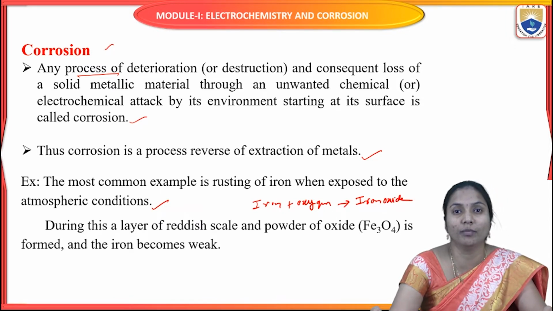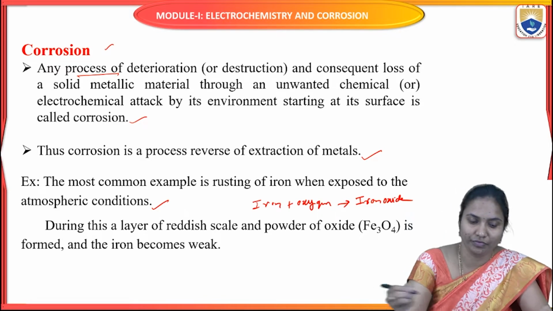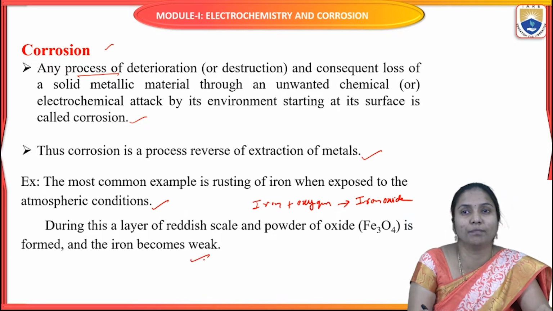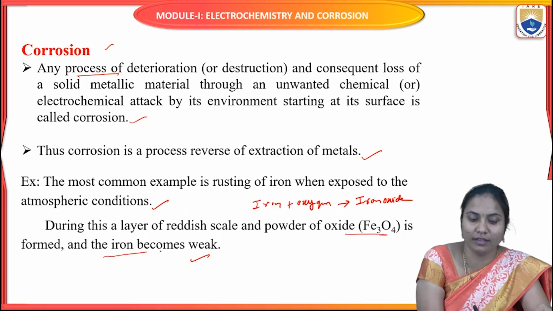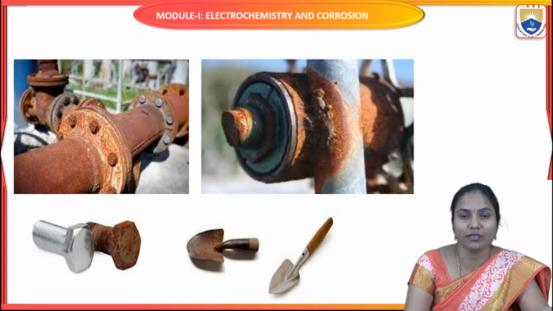The best and most common example of corrosion is rusting of iron. In this case, iron interacts with atmospheric oxygen and forms an iron oxide layer on the metal surface, that means a reddish colored scale formed on the metal surface. This is called rusting of iron. It loses its valuable properties and the durability of the material. During this, the reddish scale and powder of oxide, that means rust, has the formula Fe3O4. Iron oxide is formed and the iron metal becomes very weak. These are some examples of corrosion, rusting of iron.